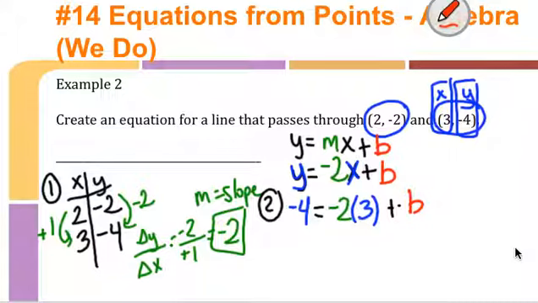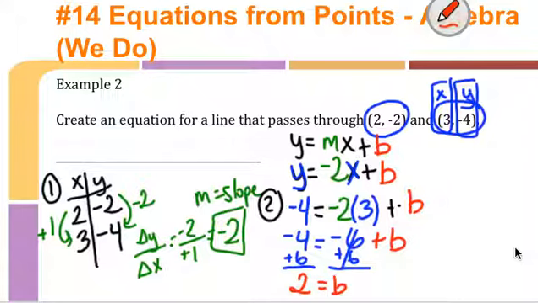Now I'm in a similar situation where I can just solve out the problem. So I've got -4 equals -2 multiplied by 3 gives me a -6 plus b. Now I can use inverse operations, add 6 to both sides of the equation. -4 plus 6 gives me a +2, which is equal to b. And again, this is my y-intercept.